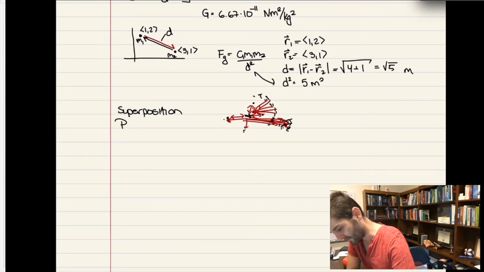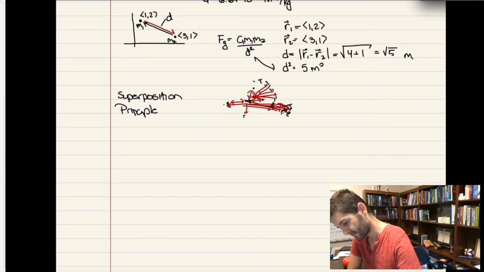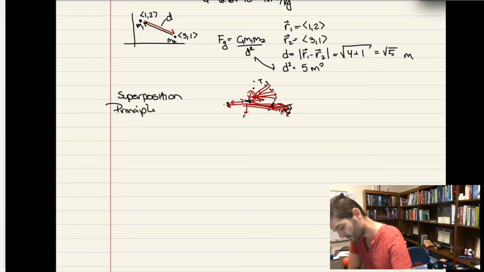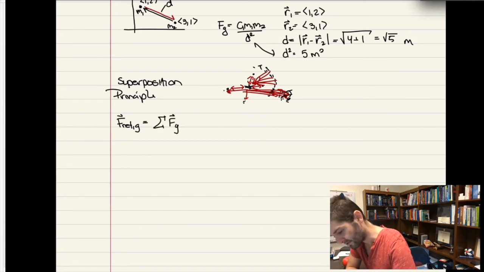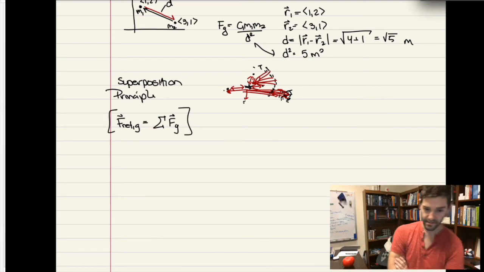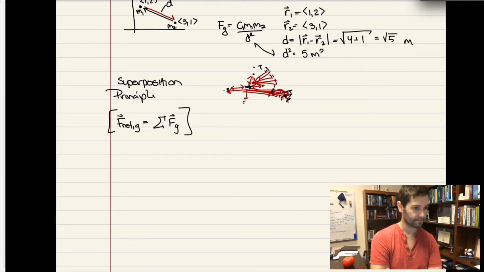Well, gravity obeys something which is called the superposition principle. Which simply says that the net gravitational force is the sum of the individual gravitational forces. If I want to figure out the net gravitational force on the object, I just add up all the individual tugs that object is experiencing.